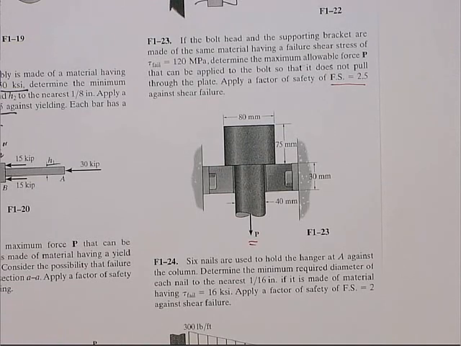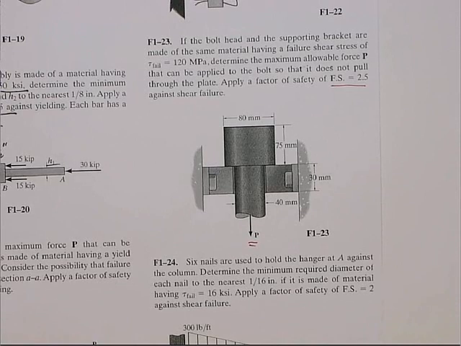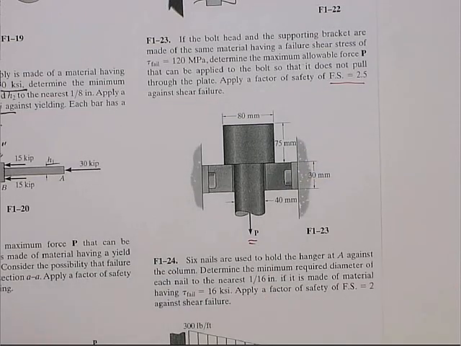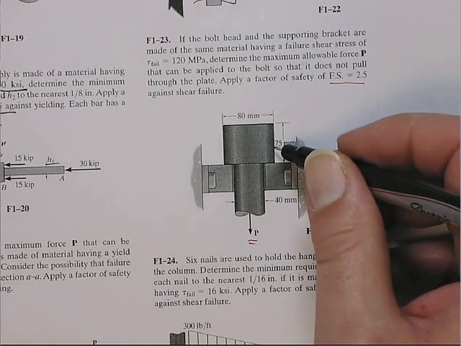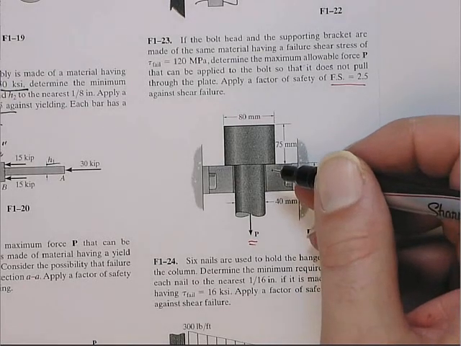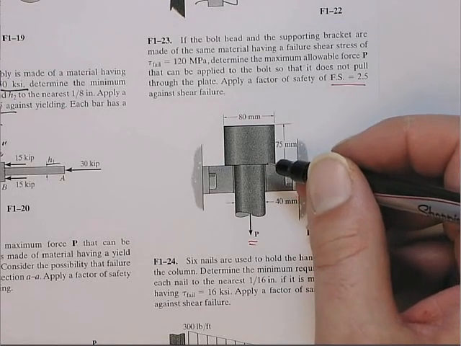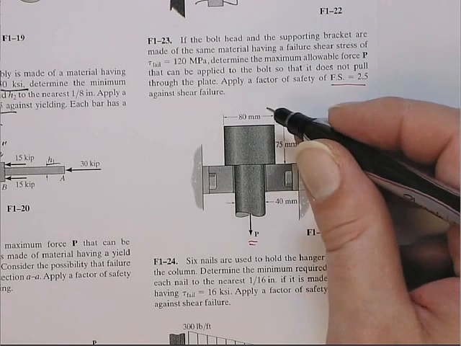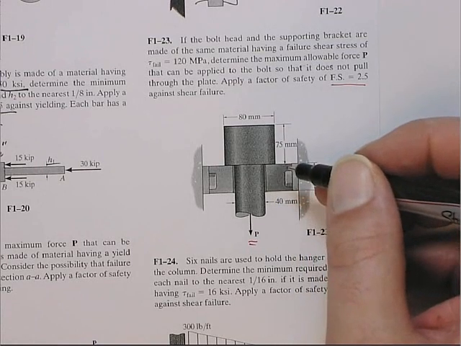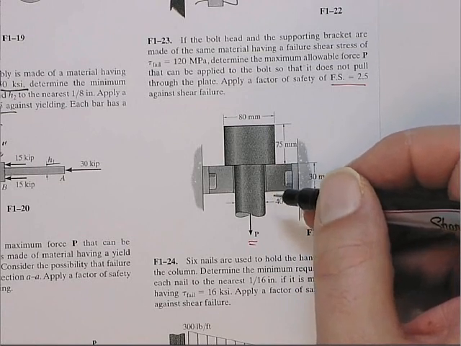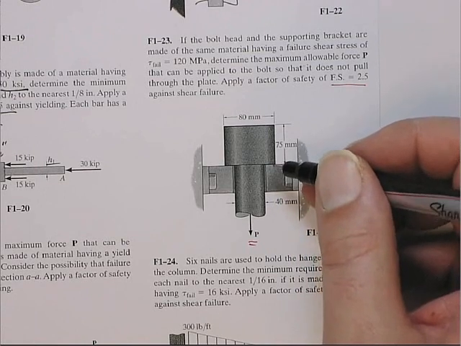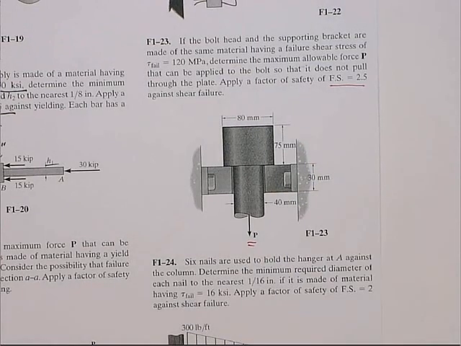So the pull through the plate, these are both the same material. So you have to look at the stresses for pull-out. There are two ways that it might fail in pull-out. One, the bolt fails, or two, the supporting plate fails. So there are two ways that it could fail, and we need to check both.